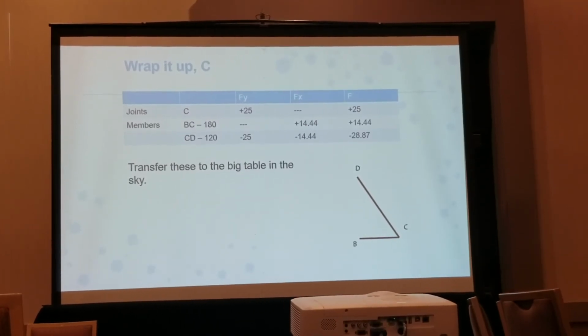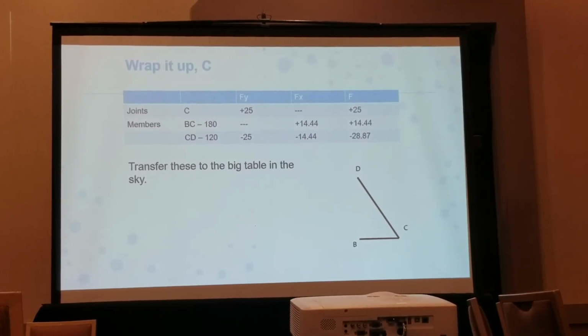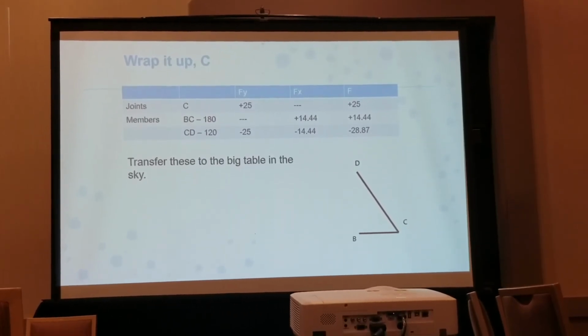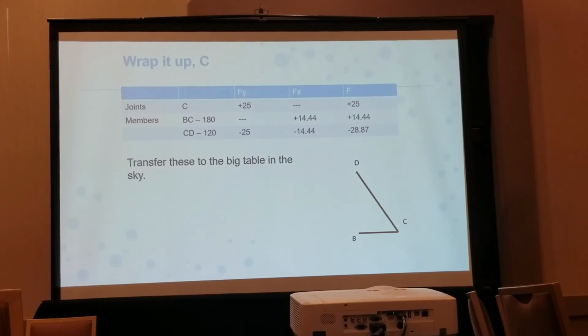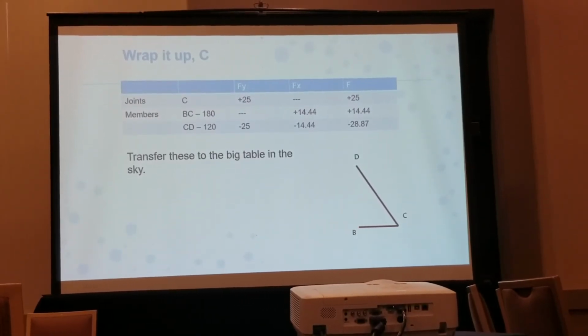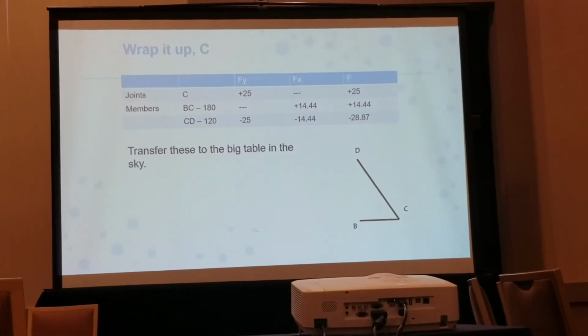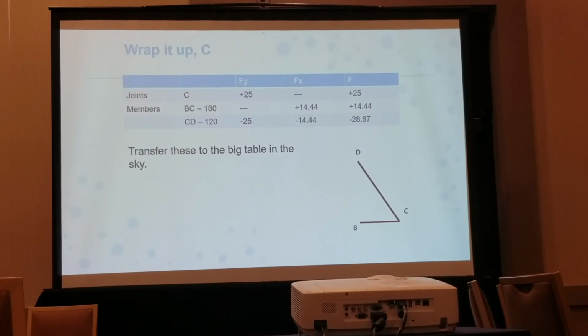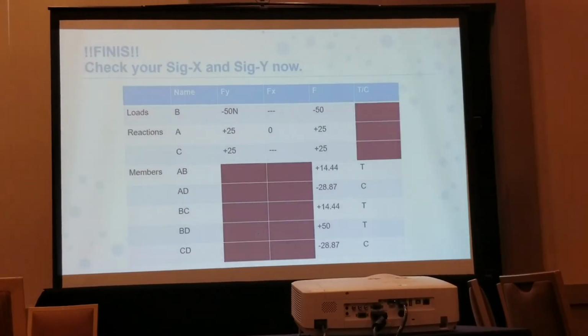So we do the same thing here. We've got negative 28.87, and then we take all of that up to the big table in the sky. It happens to be the case with this truss, because it is center-loaded and symmetrical, that the resultant forces are also symmetrical.